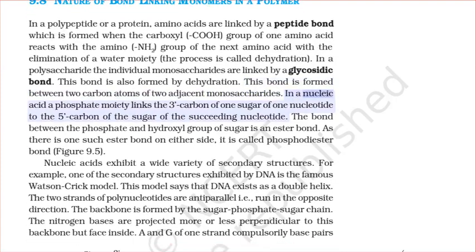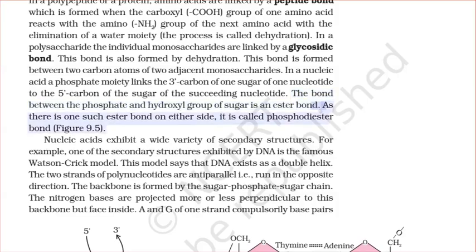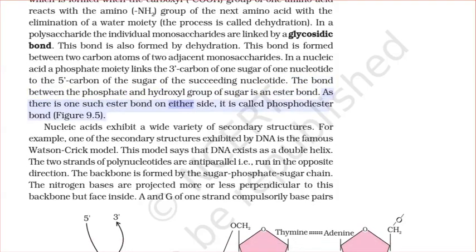In a nucleic acid, a phosphate moiety links the 3' carbon of the sugar of one nucleotide to the 5' carbon of the sugar of the succeeding nucleotide. The bond between the phosphate and hydroxyl group of sugar is an ester bond. As there is one such ester bond on either side, it is called phosphodiester bond.